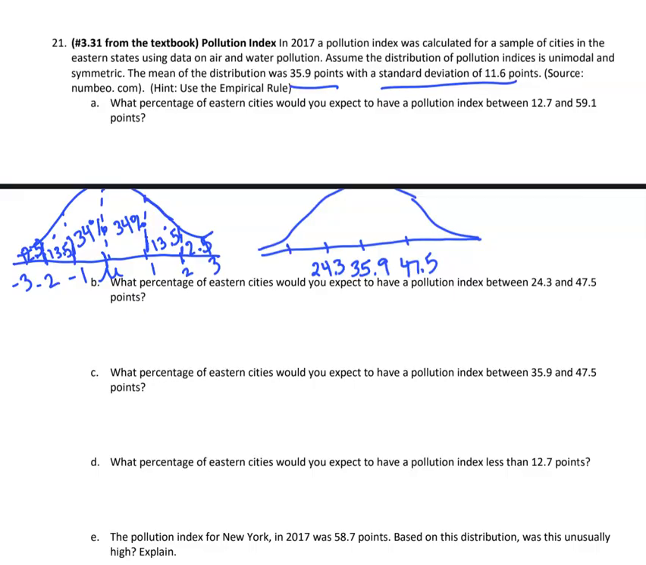Now, 2 below, so you're going to do 24.3 minus another standard deviation. So 24.3 minus 11.6 puts me at 12.7. On the other side, do 2 standard deviations above the mean. You're going to do 47.5 plus 11.6, and that puts me at 59.1. So what you want to pay attention to is that here's your mean, here's 1 standard deviation above and below, and then 2 standard deviations above and below is between 12.7 and 59.1.